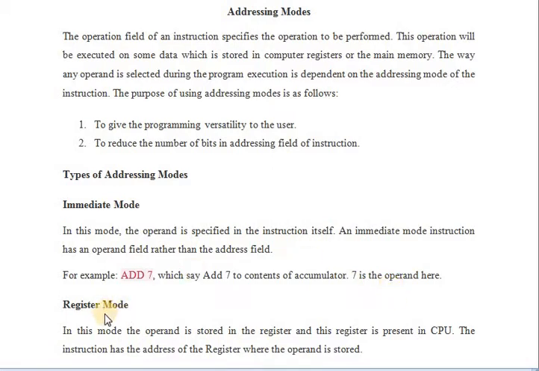Next we will see the register mode. An immediate mode instruction has an operand field rather than the address field. Now the register mode. In this mode, the operand is stored in the register and this register is present in CPU. The instruction has the address of the register where the operand is stored.